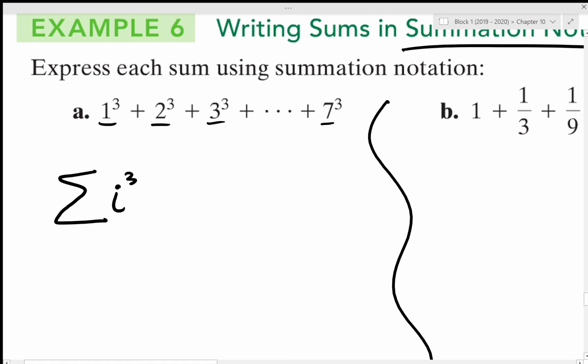That is the pattern. Now, my lowest number that I would plug in would have to give me my first term. So it would have to be 1. Now, my upper limit is going to have to be 7, because it's 7 to the third. So that's all we're doing here. You're just figuring out what the pattern is.